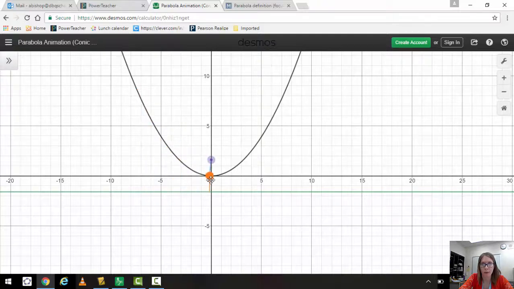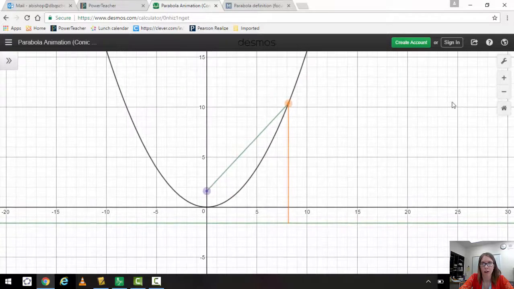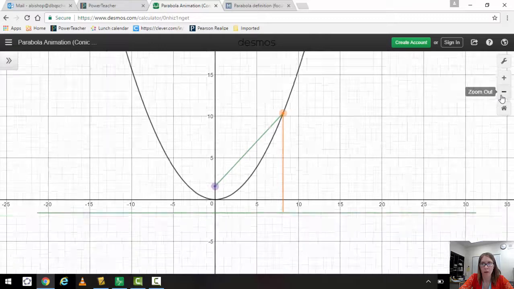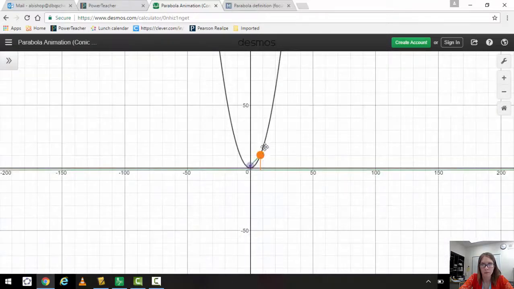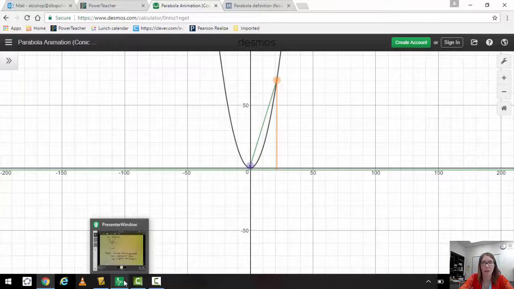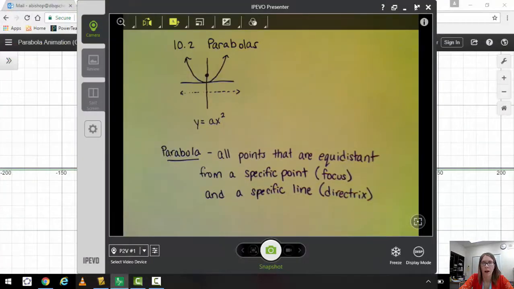We could be at the vertex of the parabola. The distance from the vertex to the focus and the vertex to the directrix are the same. Even if I zoom way out on my parabola and I go way up here, the distance from my focus to this point on my parabola and the distance from that point to the directrix are the same. Okay, so that's our definition of a parabola.